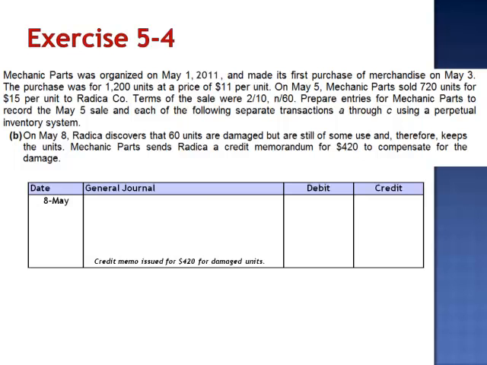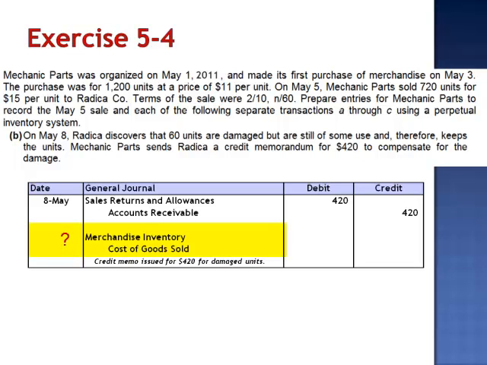On May 8th, we debit sales returns and allowances, $420, and credit accounts receivable to stop billing our customers for the $420. But the question is, do we have a second journal entry, debiting merchandise inventory and crediting cost of goods sold? And the answer here is no. Since our customer kept the units, they do not get restored to inventory.